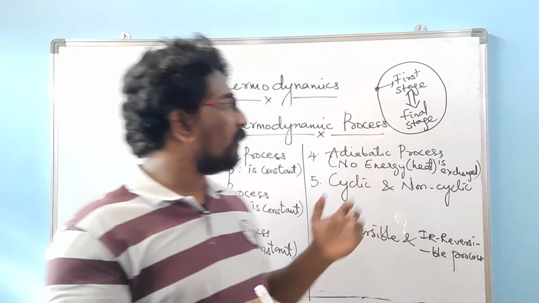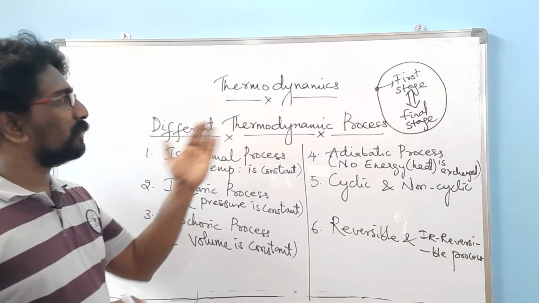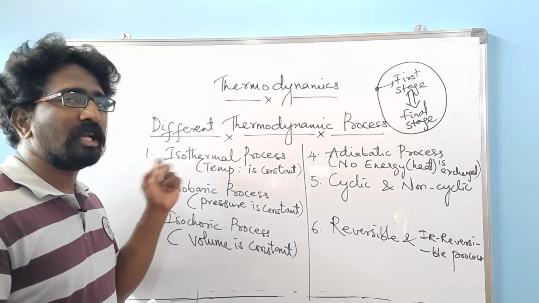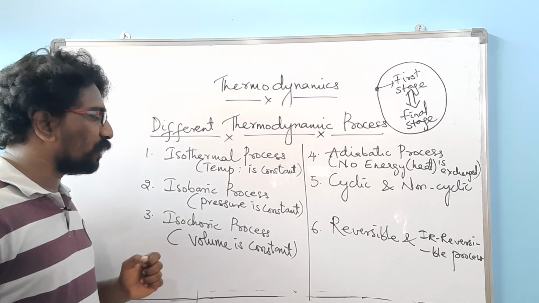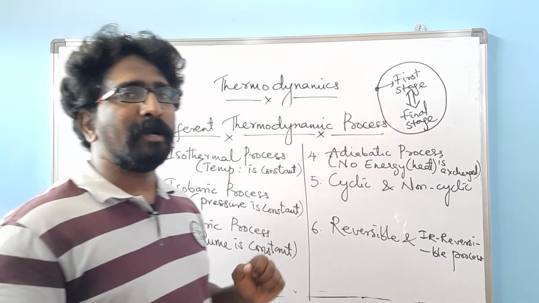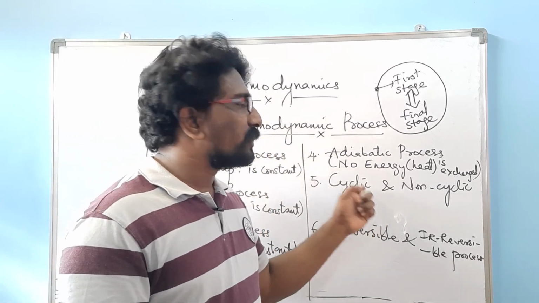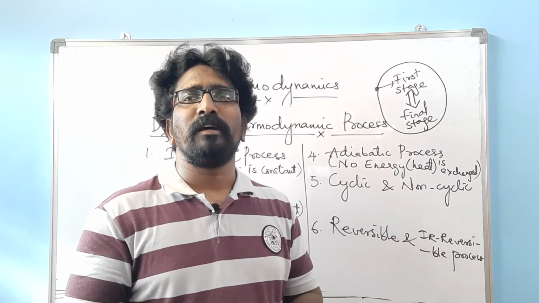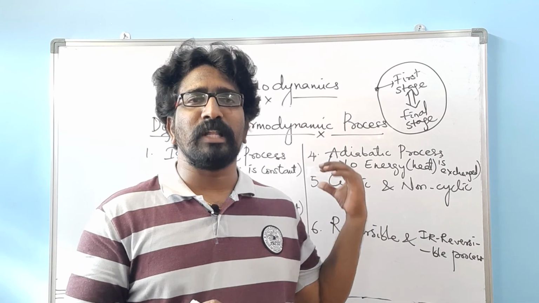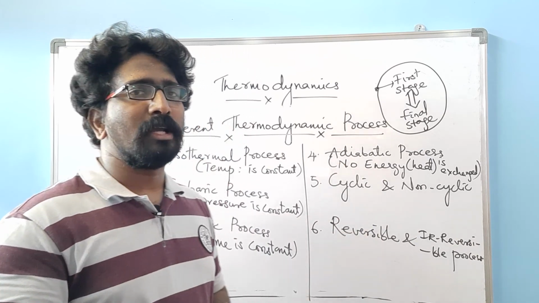So the different types of thermodynamic process are: first, the isothermal process; second, the isobaric process; third, the isochoric process; fourth, the adiabatic process; fifth, the cyclic and non-cyclic process; sixth, the reversible and irreversible process. So these are the different types of thermodynamic process.